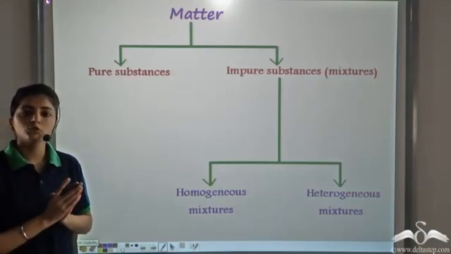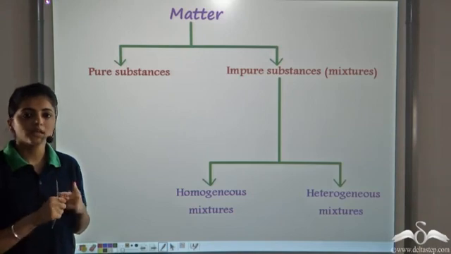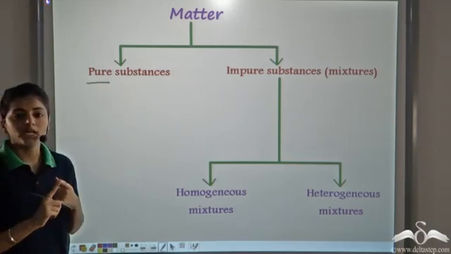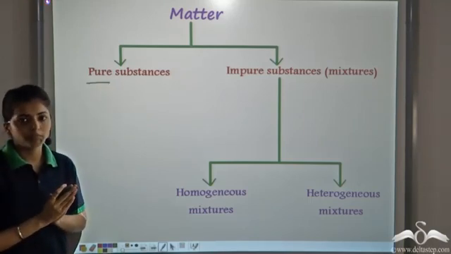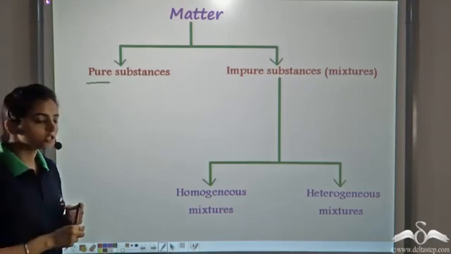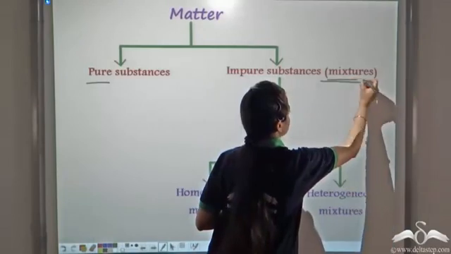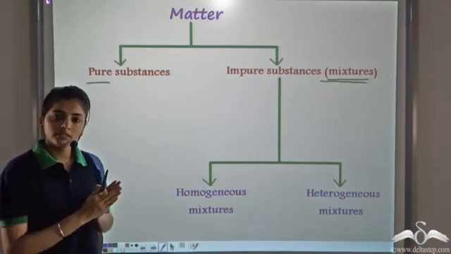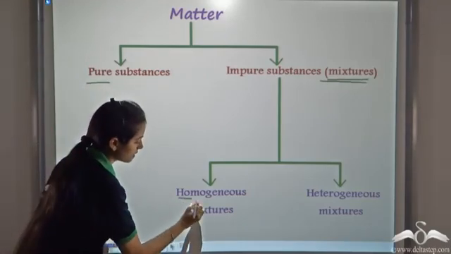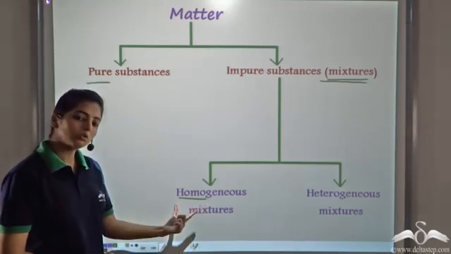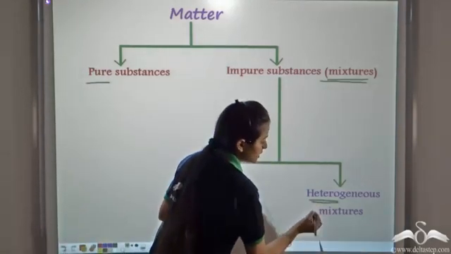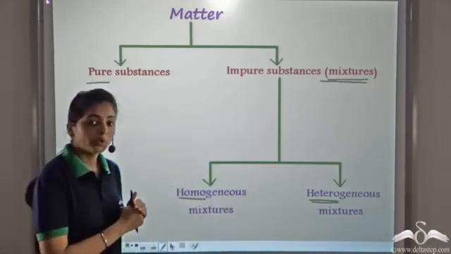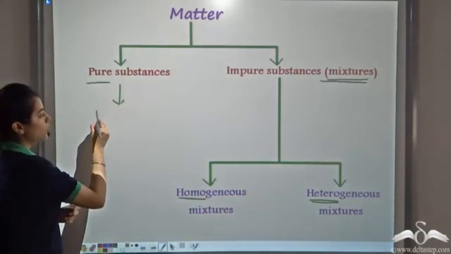We classify matter into two broad categories, pure substances and impure substances. Pure substances are those which are made up of only one kind of particles, for example, elements and compounds. Impure substances, also known as mixtures, are substances which are made up of more than one kind of particles. These mixtures can be homogeneous, that is, which have the same composition throughout, or heterogeneous. In these, the different portions have different constitutions of the substances, whereas pure substances are always homogeneous.